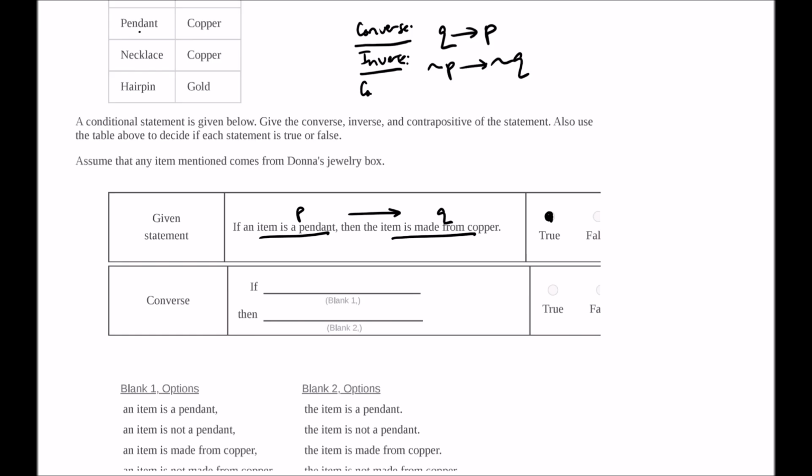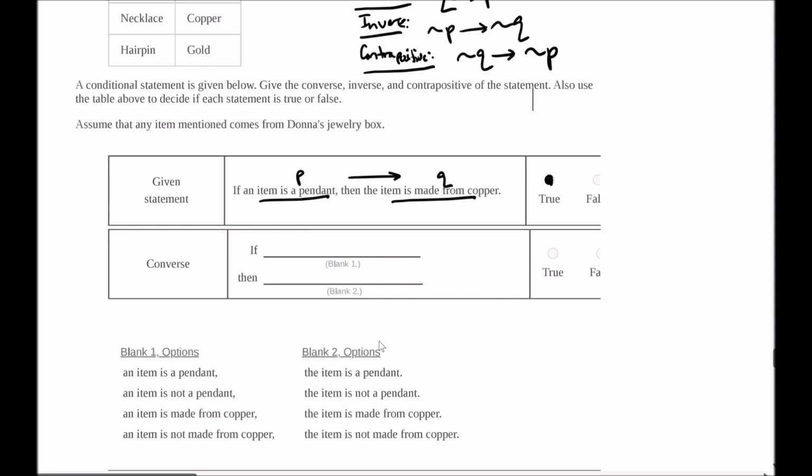And then the contrapositive is when you negate the original statement and you switch it. So like that. Now let's do the converse. For the converse, I have to switch the two statements.